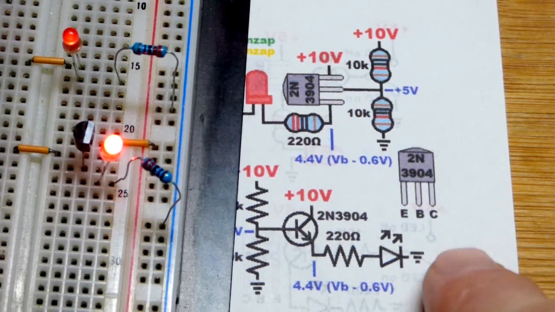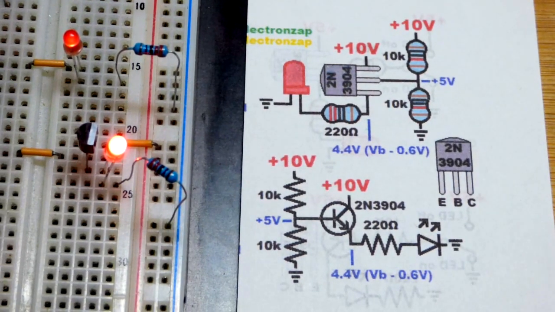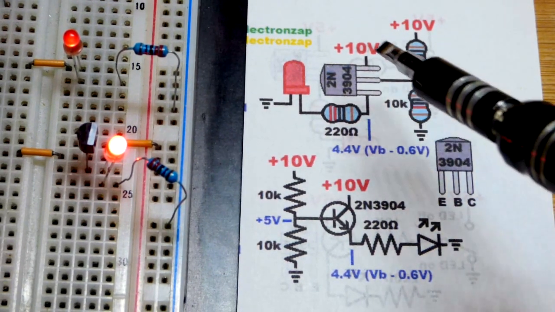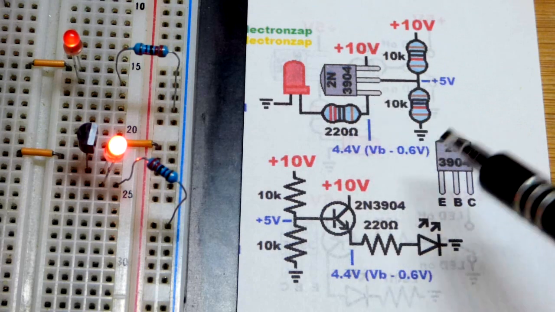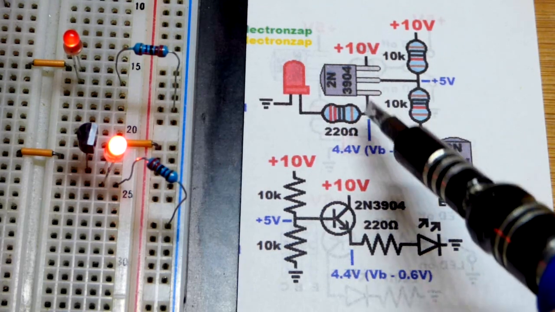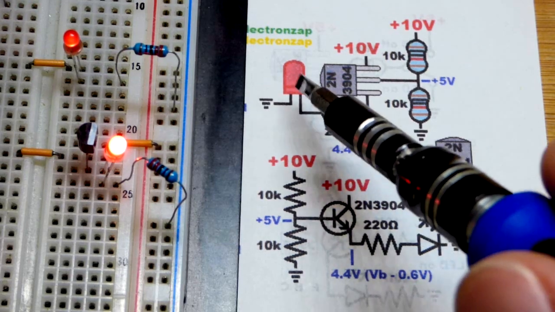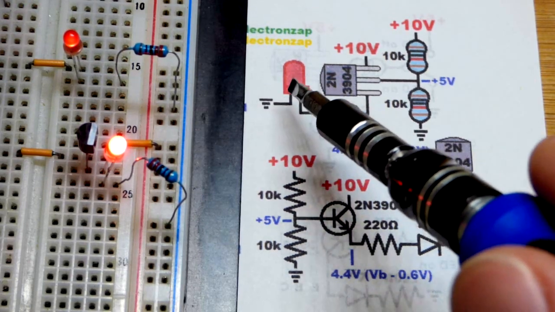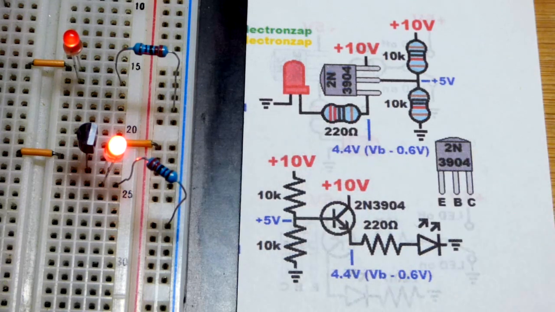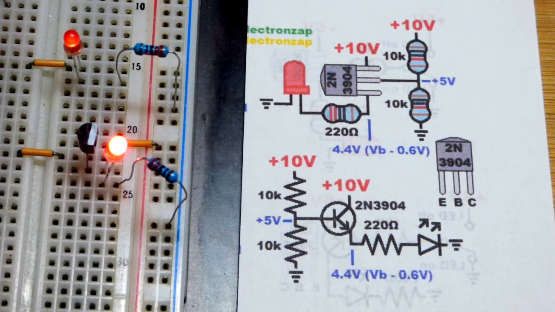The base to emitter, how much current is flowing through them, determines how much current flows from collector to emitter. And so we got the emitter, and then a 220 ohm resistor, long lead, the anode of the LED, short lead, the cathode to ground, right there. Remember, you got to put LEDs in the right direction.